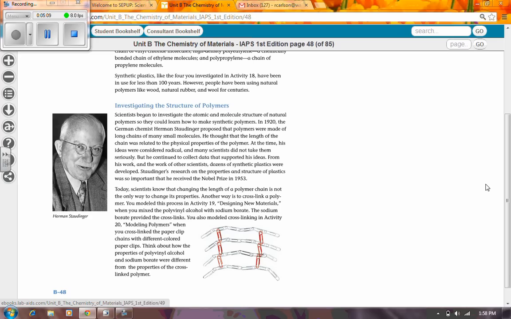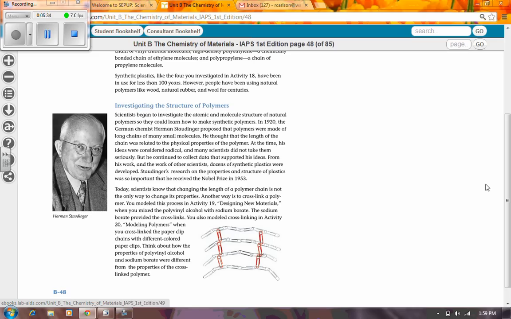At the time, his ideas were considered radical, and many scientists did not take them seriously. But he continued to collect data that supported his ideas. From his work and the work of other scientists, dozens of synthetic plastics were developed. Staudinger's research on the properties and structure of plastics was so important that he received the Nobel Prize in 1953.